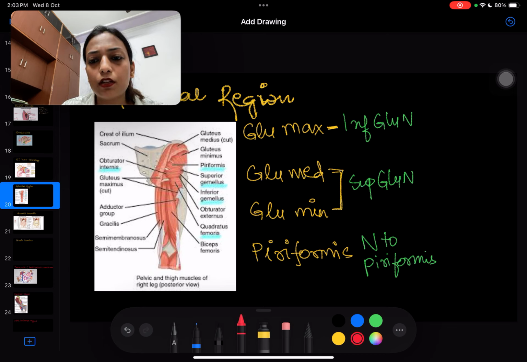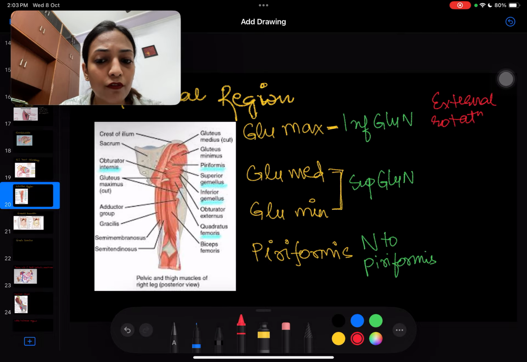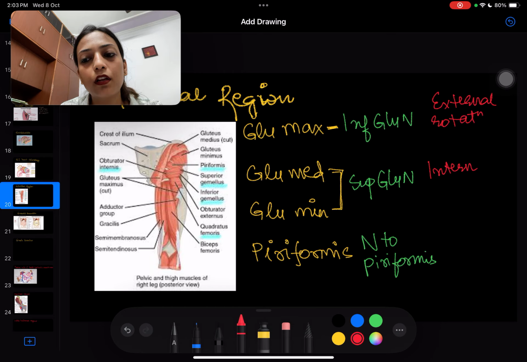Now let's look at action. Gluteus maximus is for the external rotation, which is known as the lateral rotation of the thigh. So what will medius do and what will minimus do? They will cause just the opposite of what maximus does. So maximus does external rotation, medius and minimus will do internal rotation. Easy? Was that easy? Yeah. Is there anything else? Yeah. Also causes the abduction of thigh.